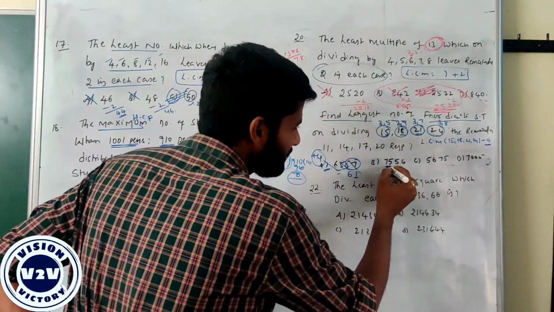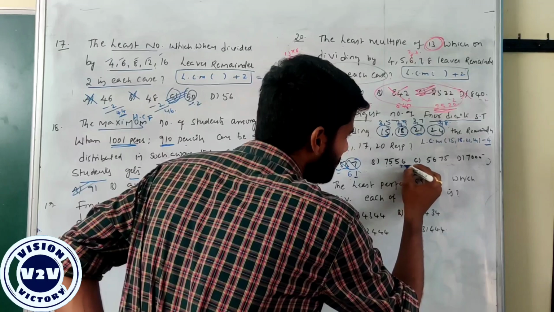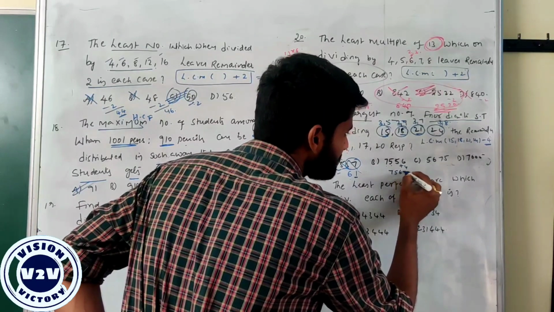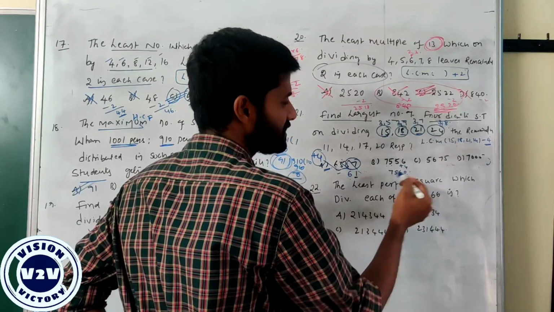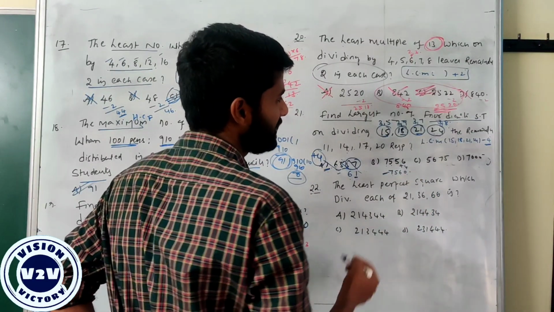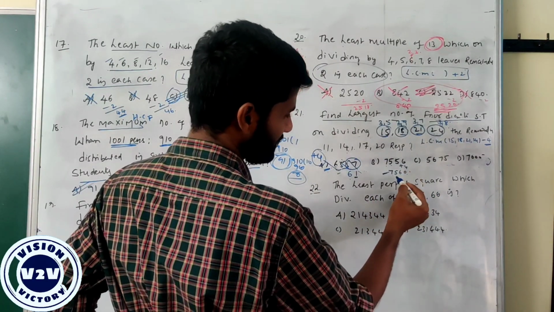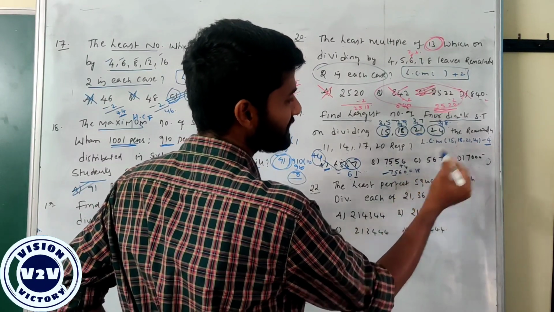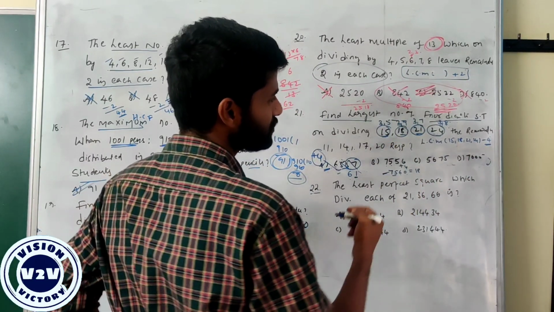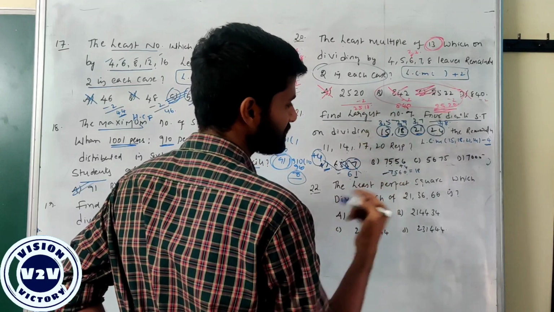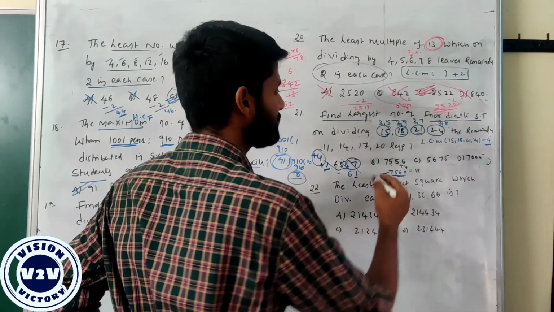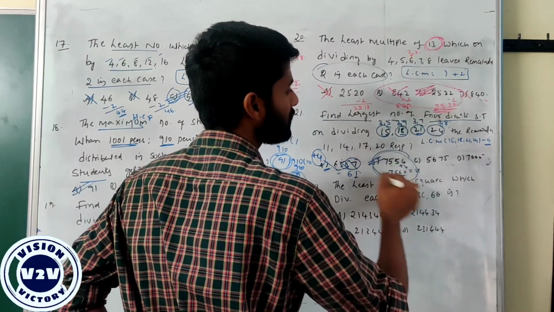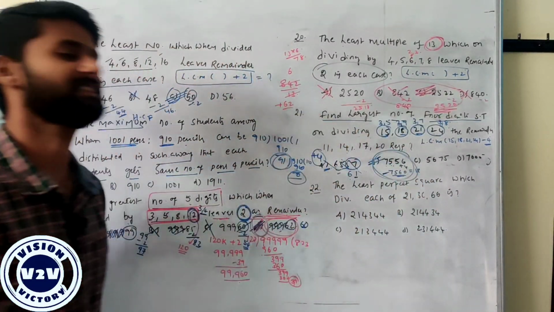Next one, 7556. If you add 4, the value becomes 7560. So 7560, the digit sum is divisible by 3. Divisible by 9 property: the sum of the resultant is 18, so 9 is also divisible. So check with the 3 property, we can satisfy. 5 property, we can satisfy. 560 is divisible by 8, which means 7556 can satisfy all the properties, so the option is the third one.